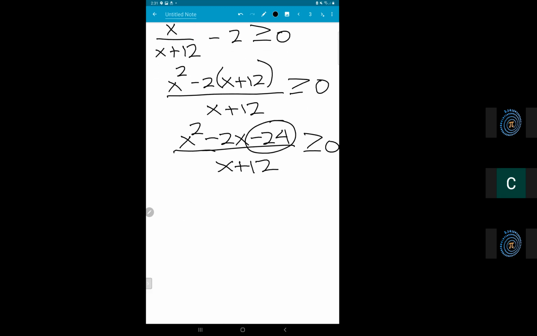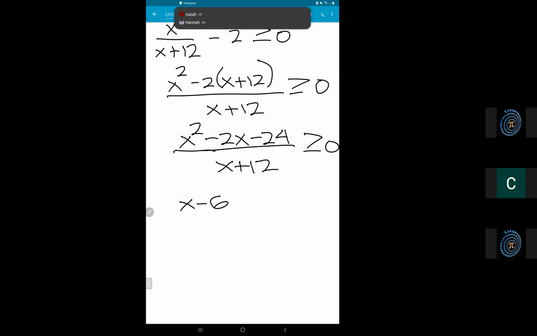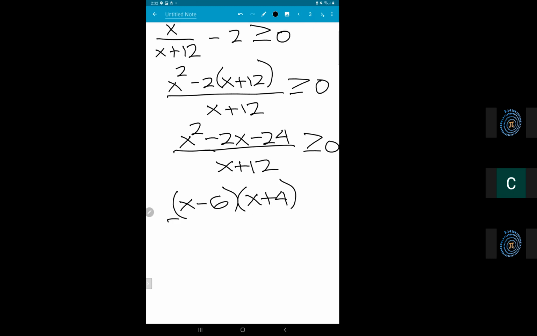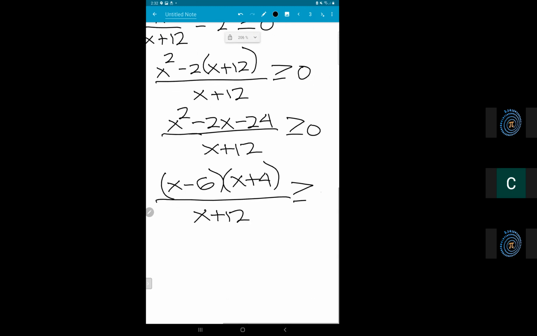Factors of negative 24 that add up to negative 2 are negative 6 and 4. So you have x minus 6 times x plus 4. Okay, you add negative 6 and 4, you get negative 2. Then you multiply negative 6 and 4, you get negative 24. So that's correct. Then the rest is just as usual, sign chart.